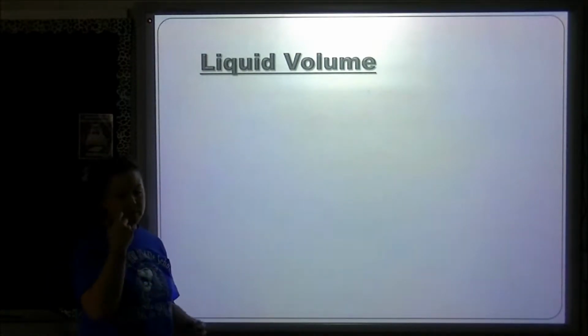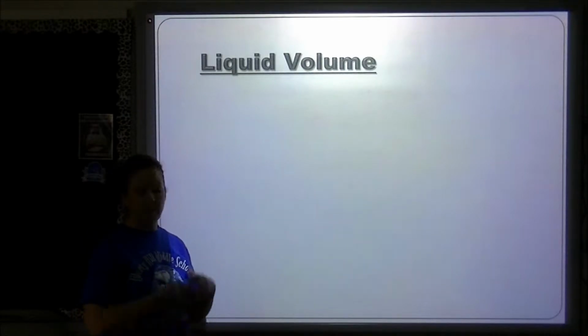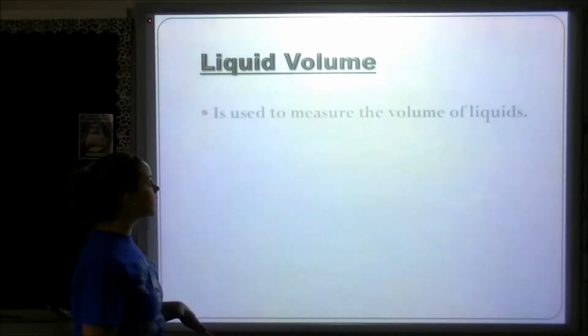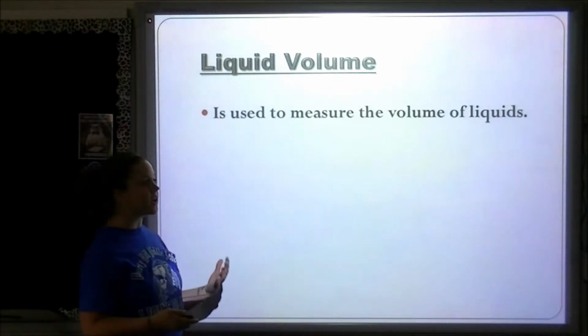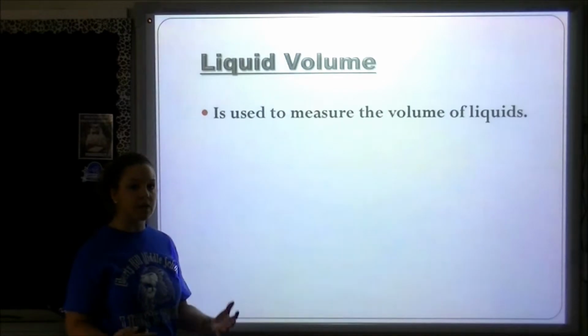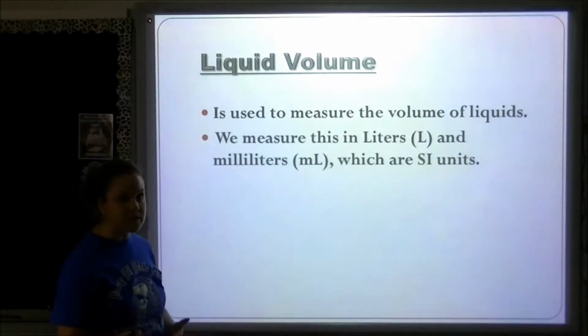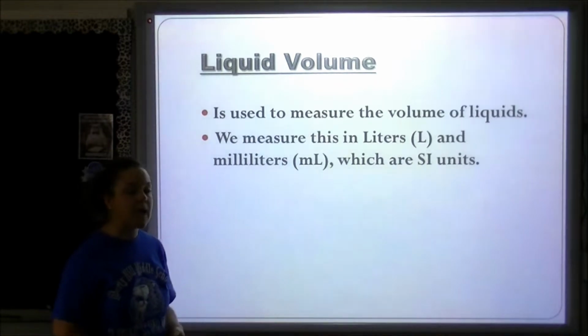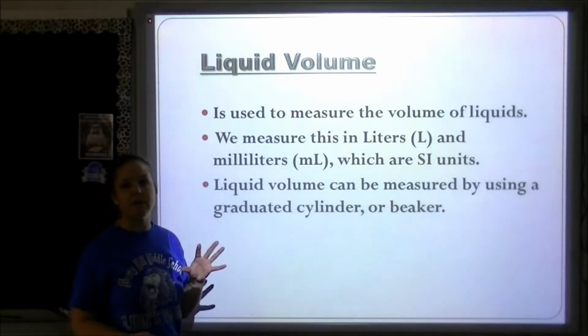So when we're talking about liquid volume, if everything has matter, so does liquid, right? So if we're looking at our liquid volume, we have to find a way to measure the volume of that liquid. Before, we learned about SI units, like liters and milliliters, and that's what we measure our liquid volume in. And we measure that in something called a graduated cylinder.